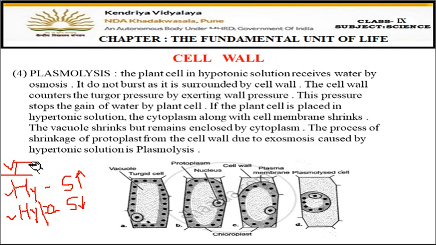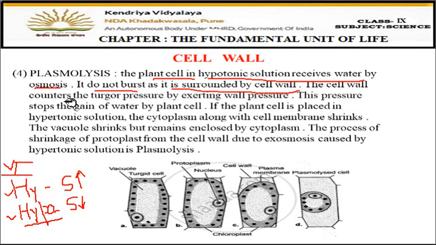Now let us see what happens when the cell is kept in these solutions. If a plant cell is kept in a hypotonic solution, hypotonic means solute is less, so water is more, because solute and water are opposite to each other. So water will enter the cell by the process of osmosis, because the cell membrane is semi-permeable and allows the entry of water. When water comes inside, the cell does not burst, as it is surrounded by the cell wall.